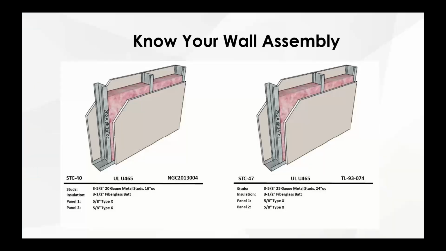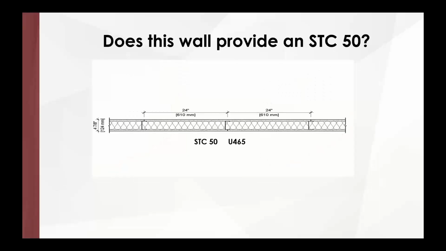All right, if you look at this, you might think, oh, they look like the same wall. And if you look at it really quick, it does look like that. They're both 3 and 5. But look at the difference in the STC rating. The one on the left is 40. The one on the right is a 47. What are the differences? Well, on the left, you've got a 20 gauge stud, spaced 16 on center. On the right, you've got a 25 gauge stud, spaced 24 on center. And that makes a difference of 7 points. So pretty big swing. We're going to touch back on that slide later on.